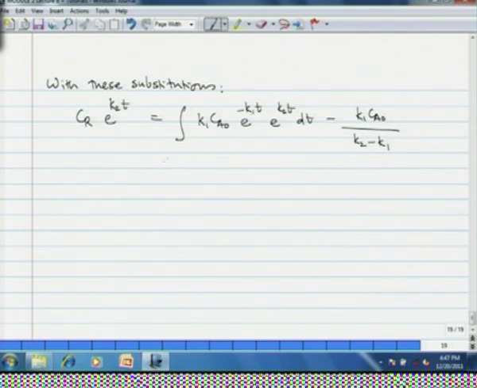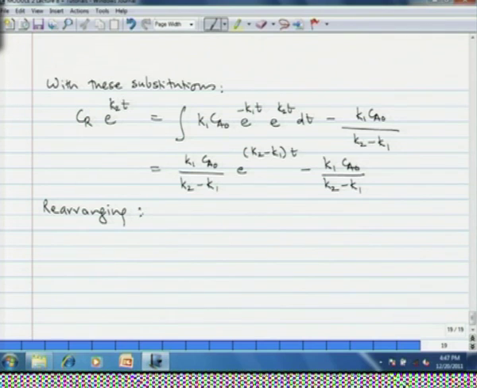Now, you can easily simplify this. I am going to skip the intermediate algebra, you can easily work it out, but I am going to use the final expression. And then if you rearrange this, you will get the expression for Cr in terms of k1, k2 and Ca naught.